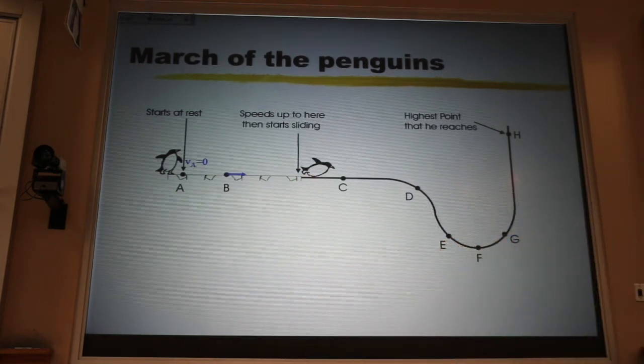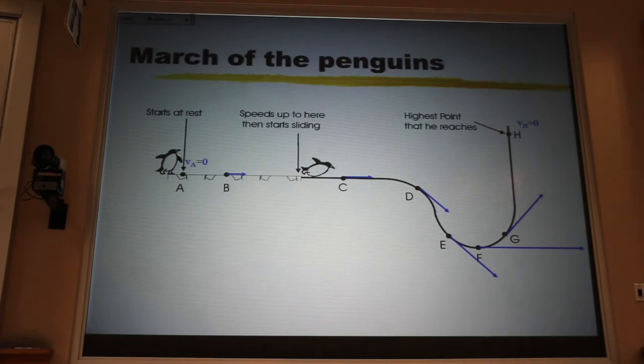So that means the speed at C has to be greater than at B. It's got to be a longer vector. When you go downhill, you speed up, so the vectors get longer. When you go uphill, they get shorter, you slow down. And at H, the penguin turns around and goes back down. So in order to turn around, you've got to stop.